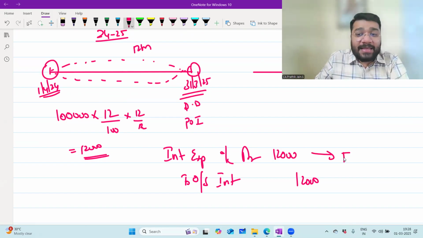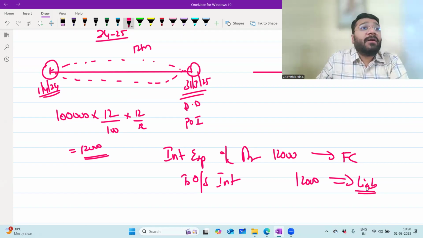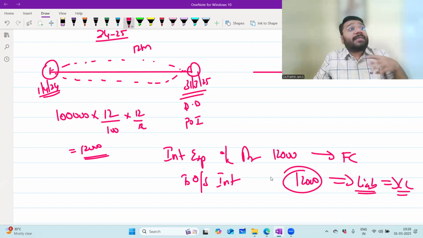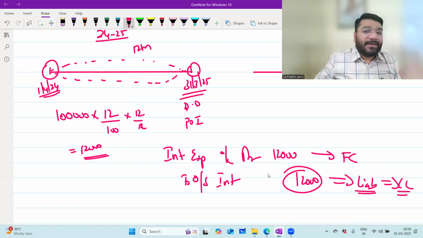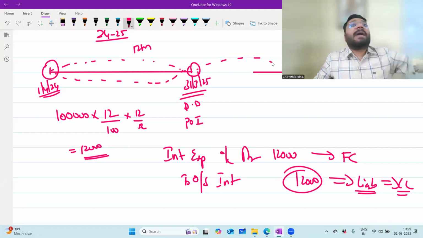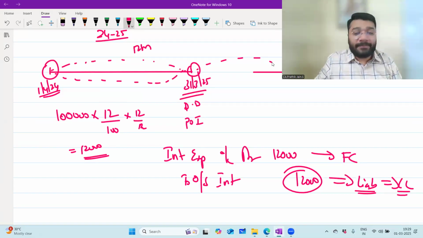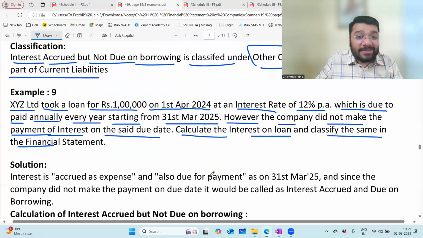Now, this is your finance cost, correct? This is your liability. Which liability will this be? Current liability. Because I am supposed to make this payment now, on 31st March 25, but I have not paid it. It means I have to pay anytime in the next 12 months of the balance sheet date. So this is my current liability. But where under current liability? Other current liability.